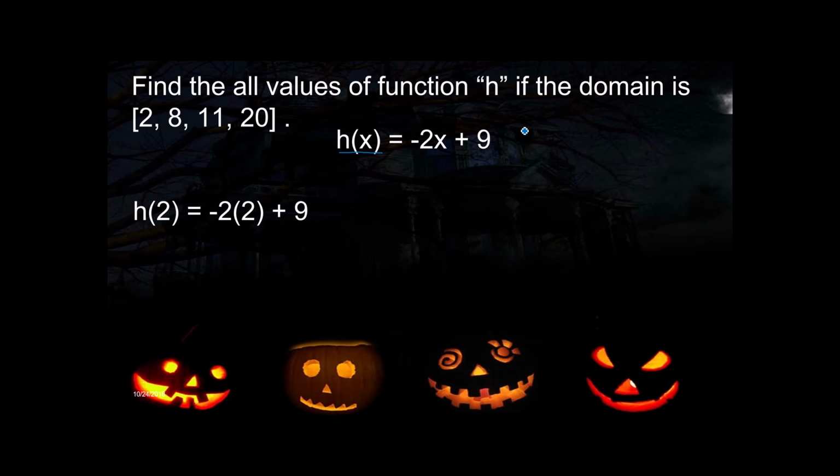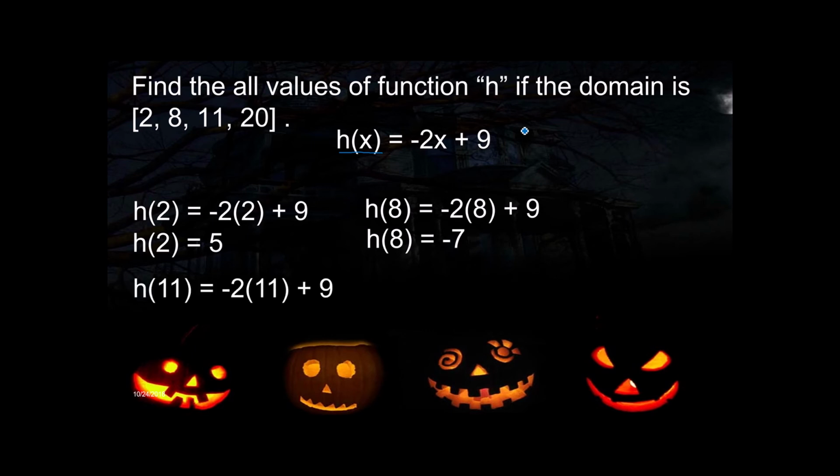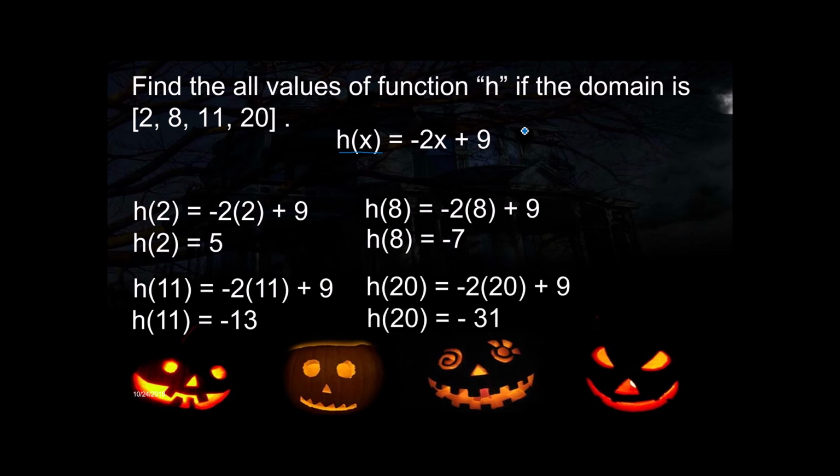If I stick in a 2, I get a 5. If I stick in an 8, I get a -7. If I stick in an 11, I get a -13. And if I stick in a 20, I get a -31. The range is all of those values. 5, -7, -13, -31.